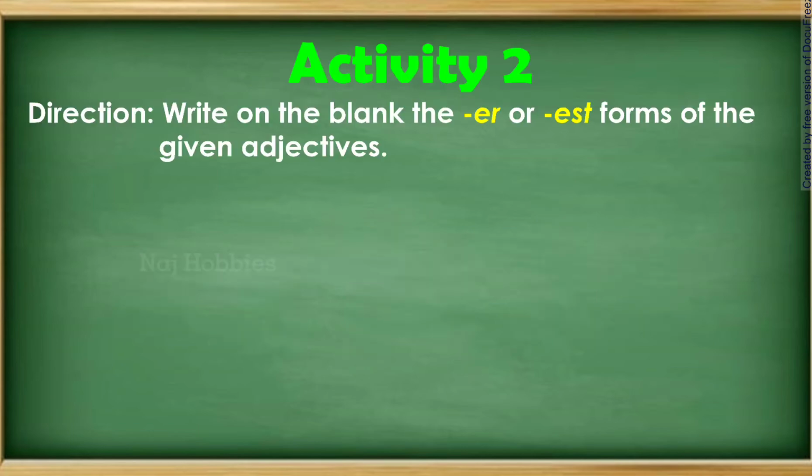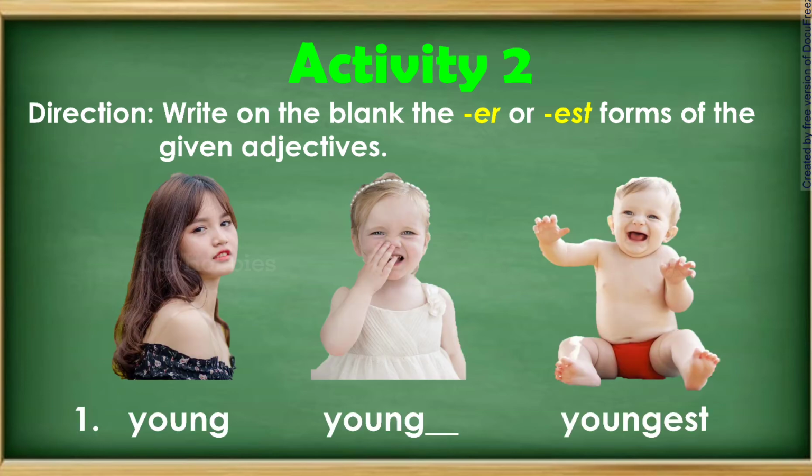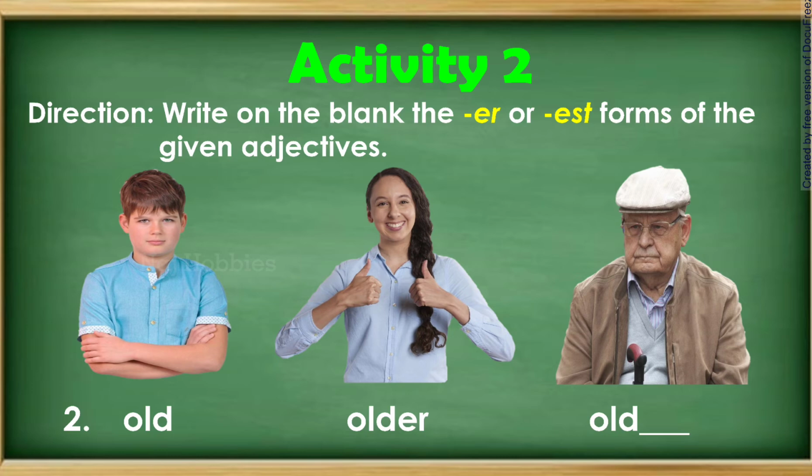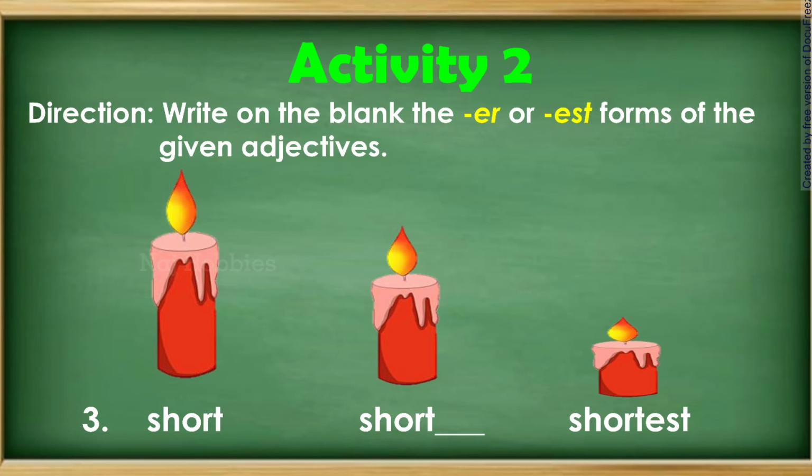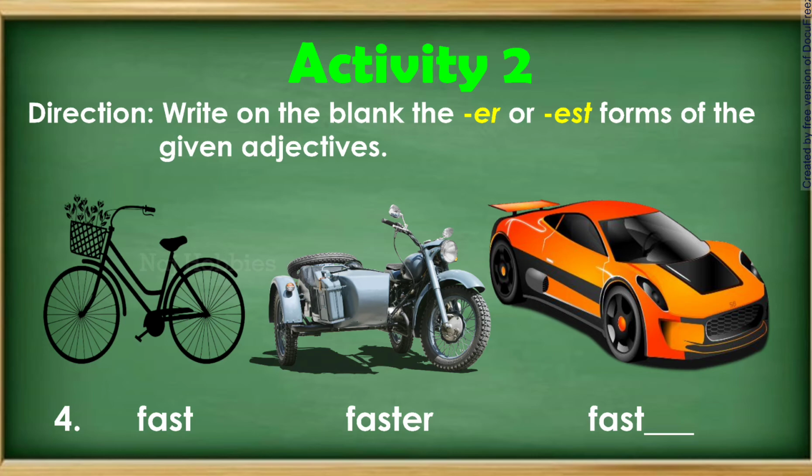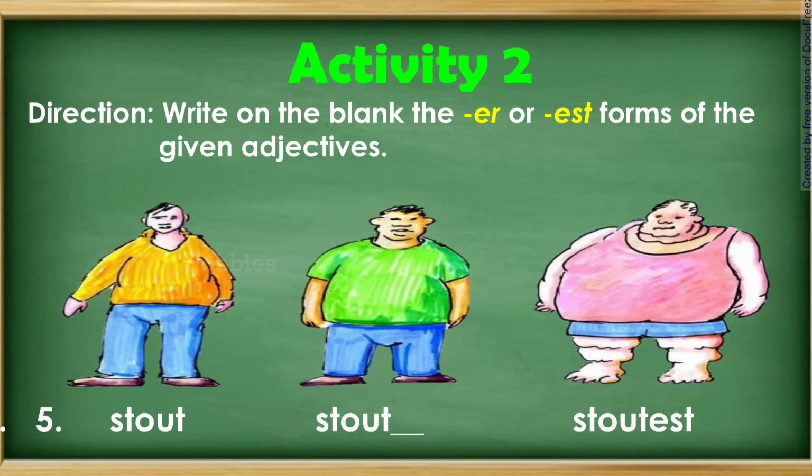Activity 2. Direction. Write on the blank the ER or EST forms of the given adjectives. Look at the pictures. Number 1. Number 2. Number 3. Number 4. Number 5.